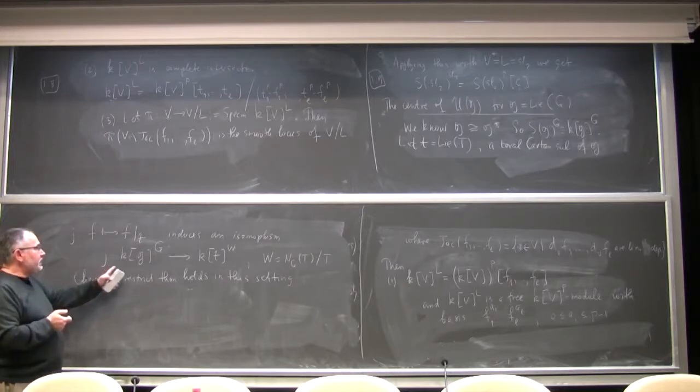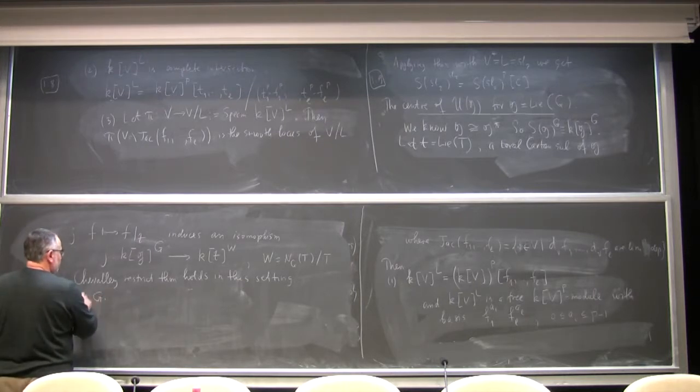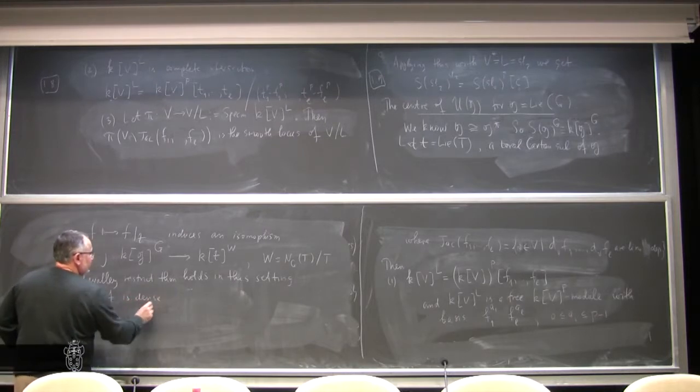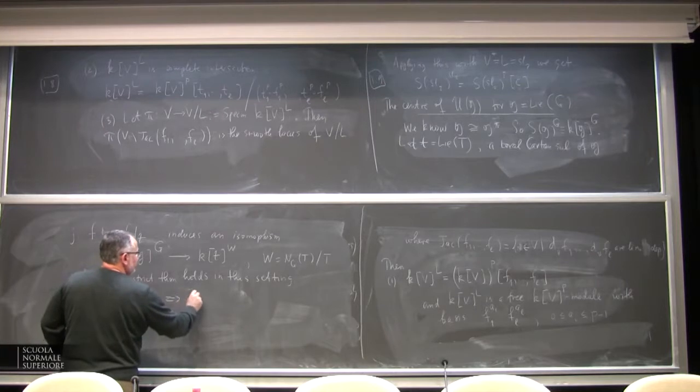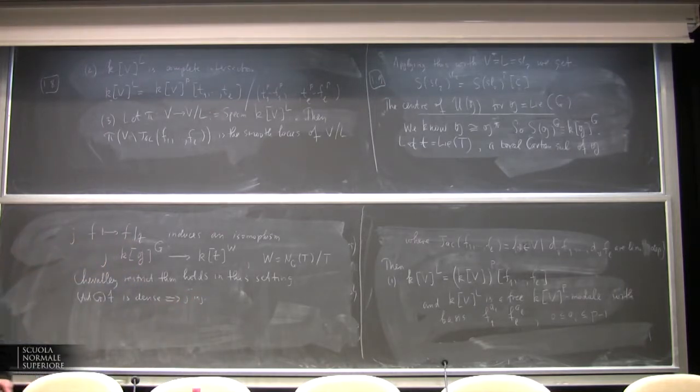Now this map is injective, it's very easy to prove. This is just because G·t is dense, Zariski dense, and this implies that J is injective because it consists of invariant functions. But the problem is how to prove surjectivity. And for surjectivity, one has to do some tricks, and you can read the proof in Springer and Steinberg.